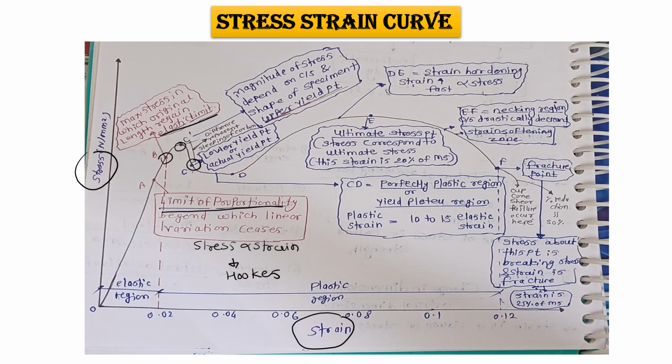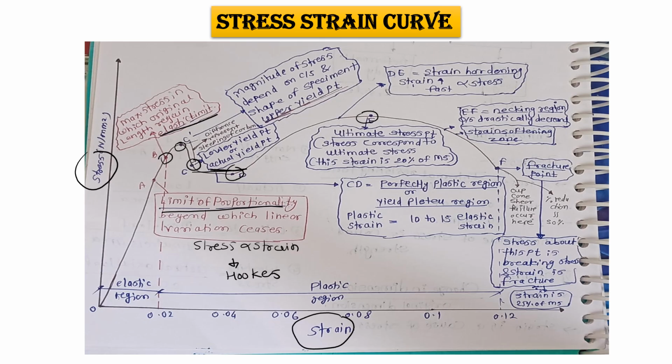Then next, C to D. C to D is nothing but the perfectly plastic region or yield plateau region, and in that the plastic strain is equal to 10 to 15 times the elastic strain. Then from D to E, that path is the strain hardening zone. In that strain hardening zone, the strain increases fast, that's why stress also increases fast.